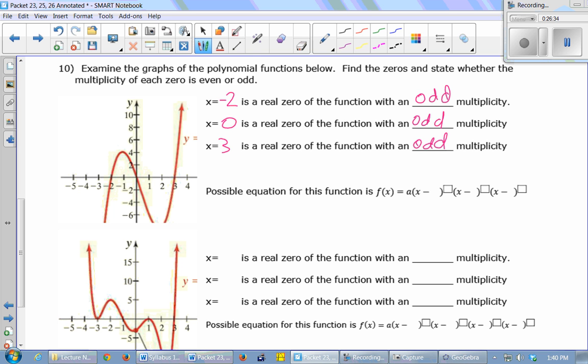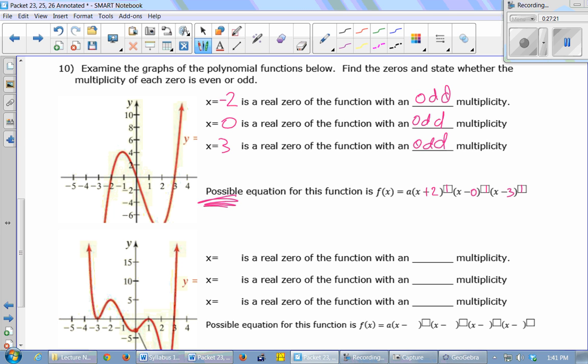Well, let's see. If x = −2 is a zero, then that means that x + 2 had to have been a factor, right? Because when you set each factor equal to 0 and solve, if −2 is a solution, x + 2 is a factor. And x − 0 had to have been a factor, or just plain old x. And x − 3 had to have been a factor if 3 is a zero. And then the exponents tell you about the multiplicities, right? So since these are all odd, I'm just going to put 1s, because this is a possible equation. I don't actually know what those exponents are. I just know that they're odd. Could be 3s, could be 5s.